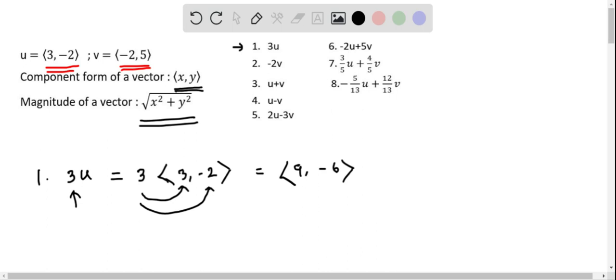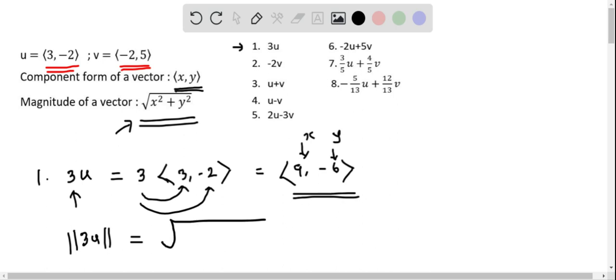Now let's calculate the magnitude of the 3u vector. We can represent the magnitude like this, either in single vertical bars or in double vertical bars, and this is equivalent to the 3u vector, which we have already found in component form. So I consider x as 9 and y as negative 6. I substitute into the formula for the magnitude of a vector, which means I take the square root, and x here is 9, so I square it, which is 9 squared, plus y here is negative 6, so I square it like this. You can put a parenthesis to avoid any kind of mistakes.